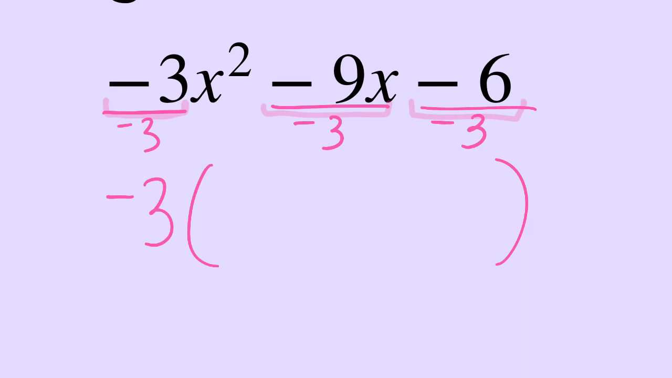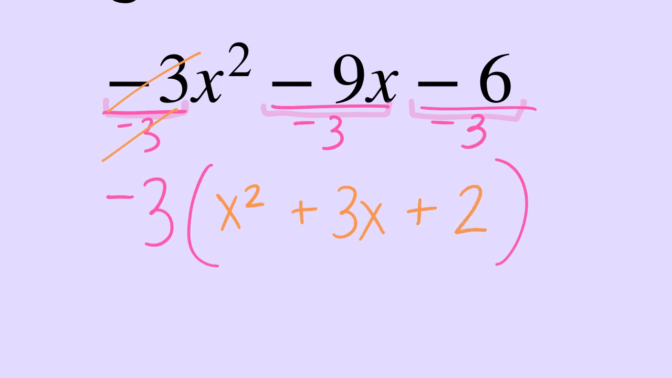All right, in the first term, well, those would cancel and we just have x squared. In the second term, -9 divided by -3, that's going to become a positive 3x. So we're going to write plus 3x. And then same thing over here. We've got a negative divided by a negative. So -6 divided by -3 is positive 2.